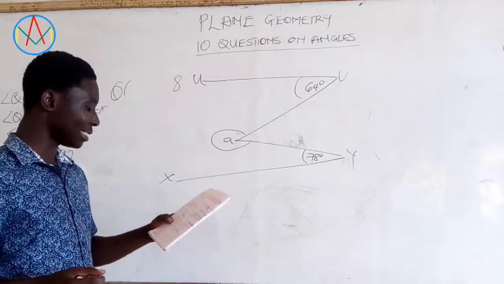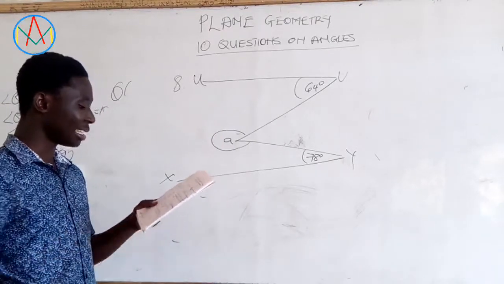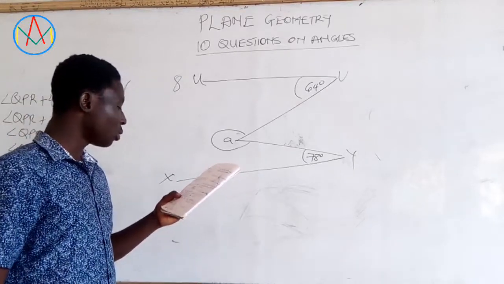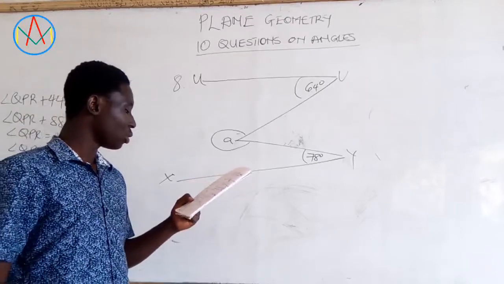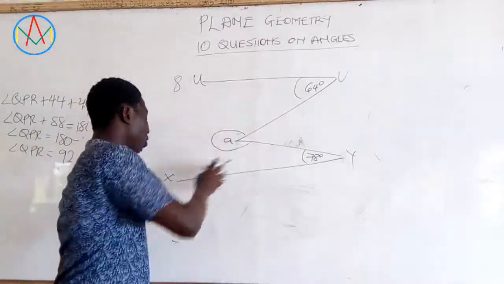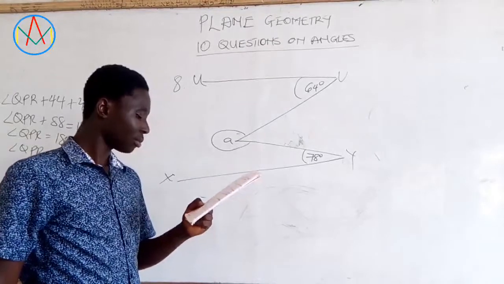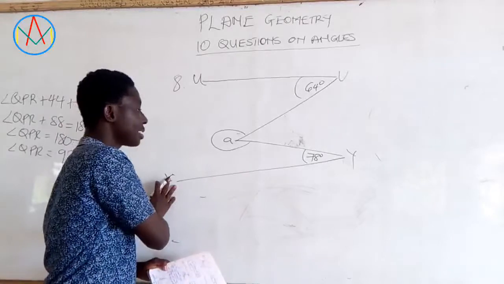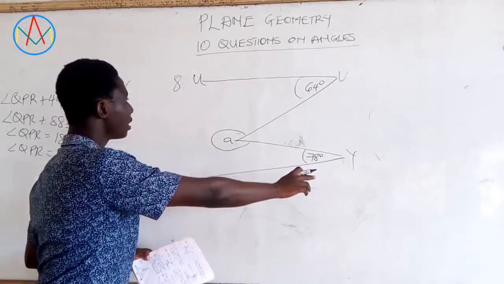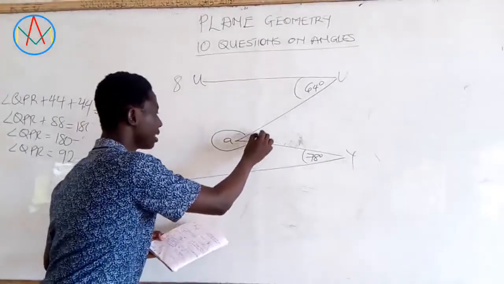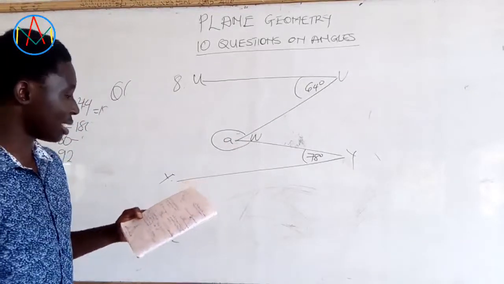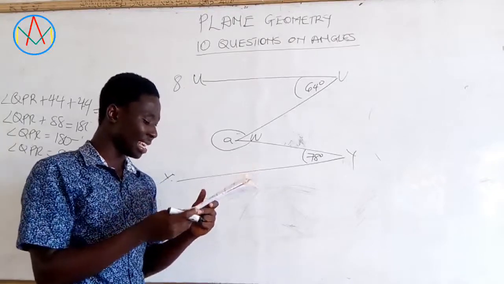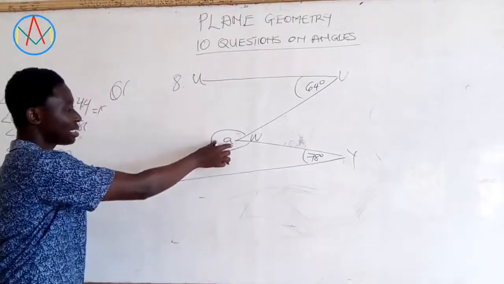The question is, in the diagram, the figure below, U, V is parallel to XY. And angle XYW, W is here, equals 78 degrees. Find the value of the angle marked A. So we are looking for this angle.